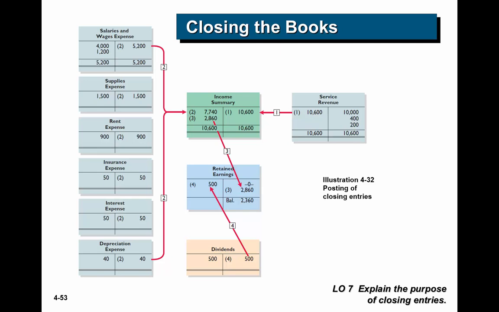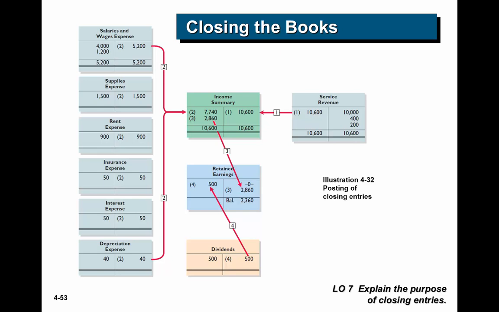The revenue account there on the right had a balance of $10,600 on the credit side, because that's where revenues' normal balance is. And so we debit that account $10,600 and we credit income summary. Then there's a difference of $2,860, so we debit income summary that $2,860 and credit the retained earnings account.